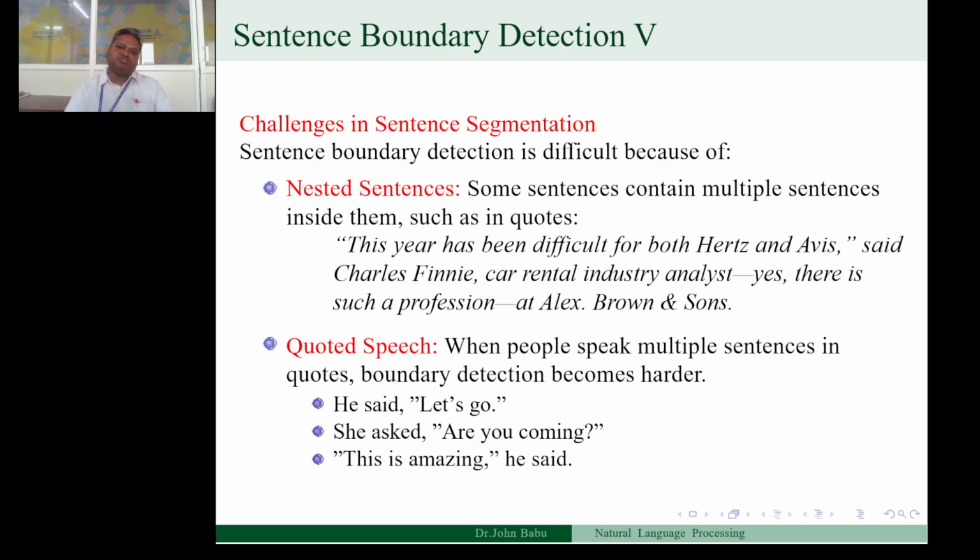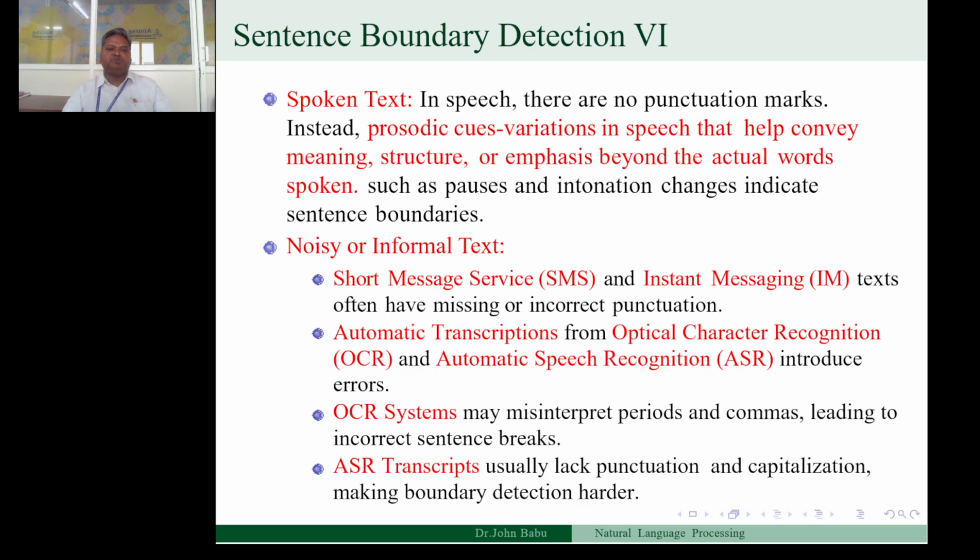Sometimes when we come to sentence segmentation, there may be nested sentences also. One sentence may be nested in another. And secondly, you can read this sentence here: "This year has been difficult on both Hertz and Avis, said Charles Finney, car rental industry." Now here there is a sudden change. Here we cannot find the correct boundary where the sentence is ending. Then quoted speech: when people use multiple sentences in quotes, boundary detection becomes harder. For example, "He said, let's go." Somebody may consider "let's go" as a single sentence. Then that would be a problem.